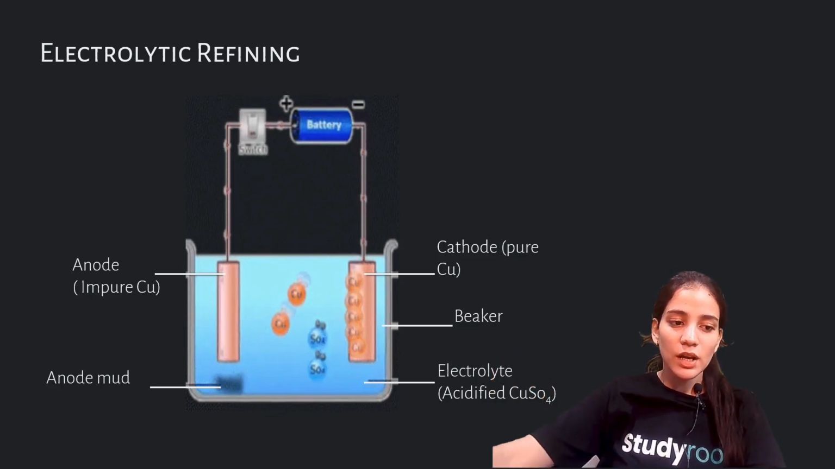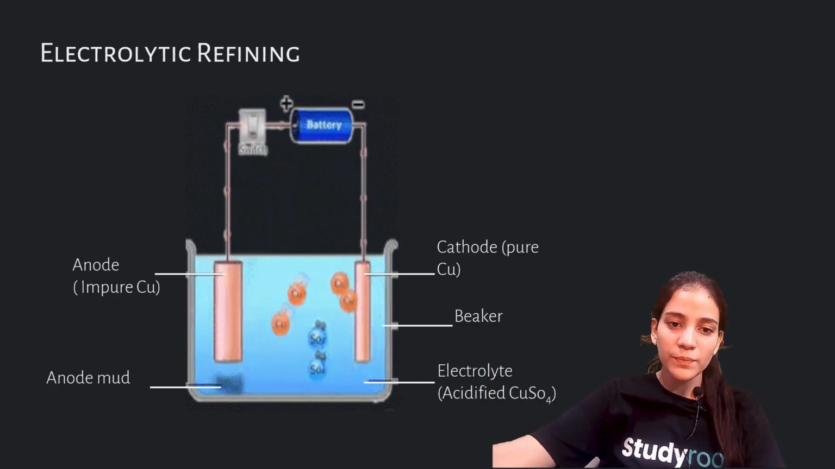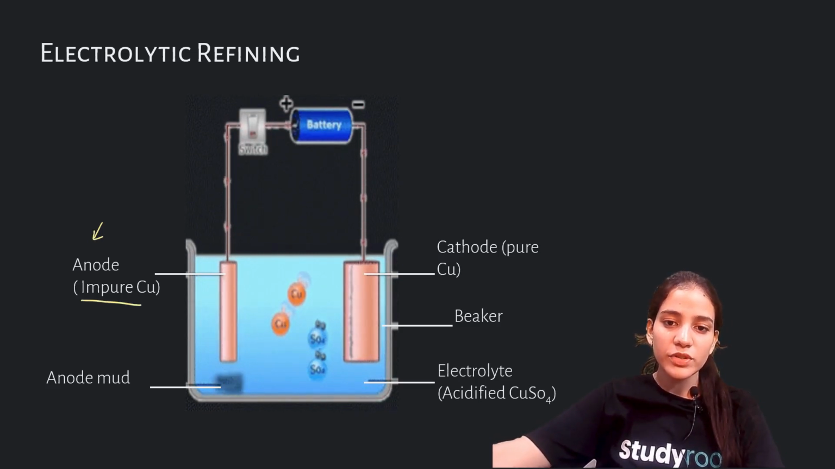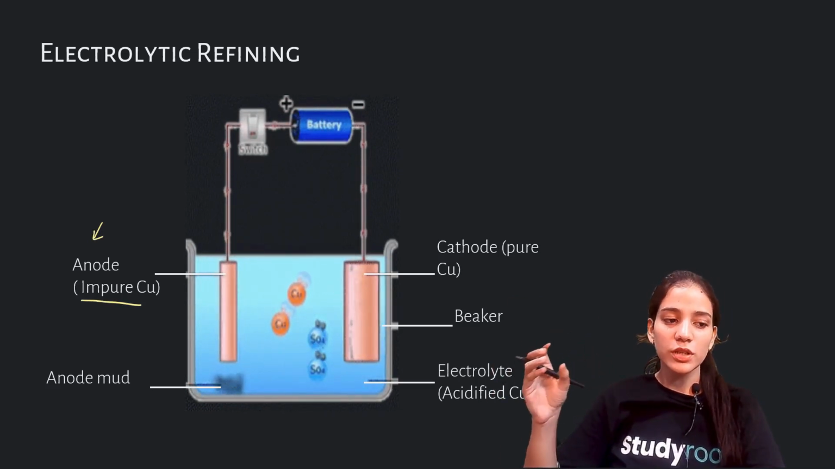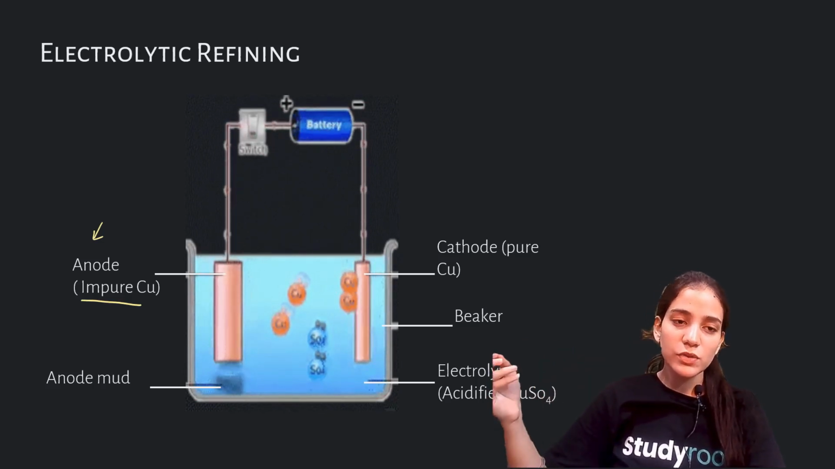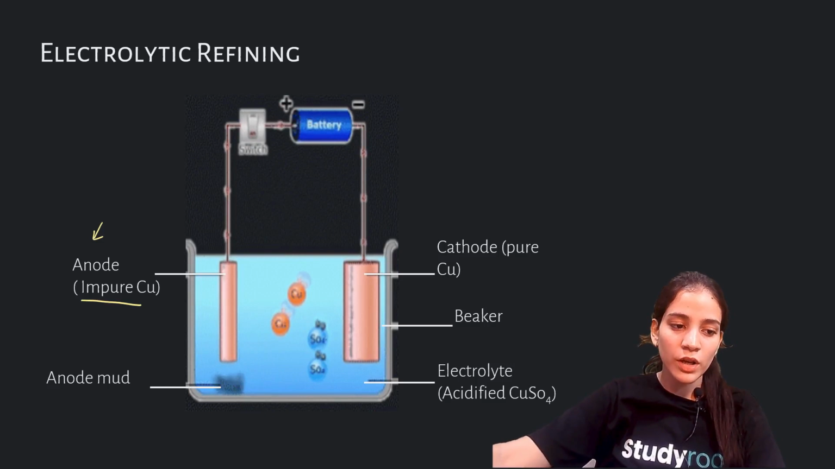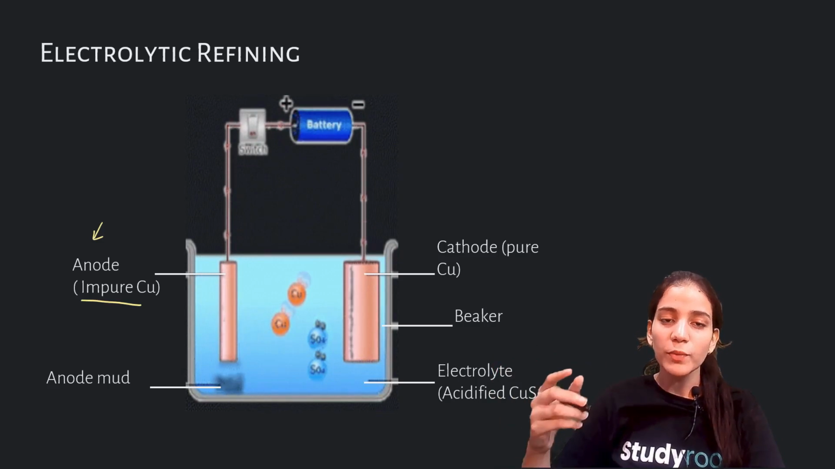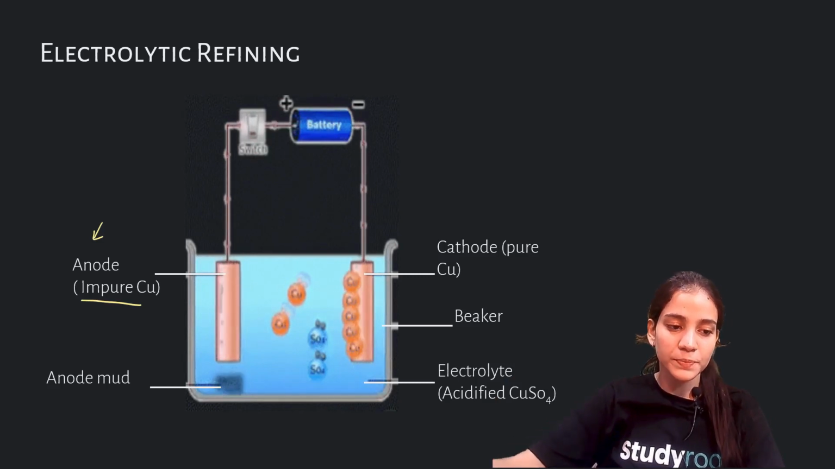In this process, the impure metal is made the anode, and a thin strip of pure metal is made the cathode. As you can see, the anode has the impure metal, and the very thin strip of pure metal is the cathode. Now the solution of a salt of the metal that has to be purified or refined is used as an electrolyte. On passing the current, metal from the anode dissolves into the electrolyte, and an equivalent amount of pure metal from the solution starts depositing on the cathode.